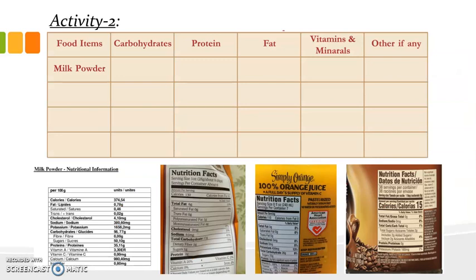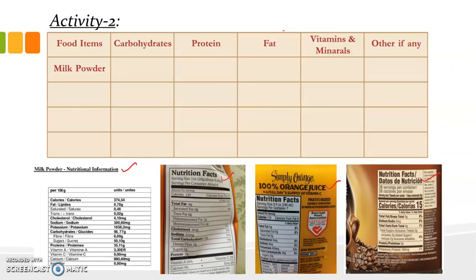So this is activity number 2. In this activity, we are going to learn how to list out the food components present in packed food items. We have to collect different types of packed food items to list out the components present in them. Mainly we require the nutritional information. You know that nutritional information will be present at the back side of the packet or the back side of the particular bottle, right?